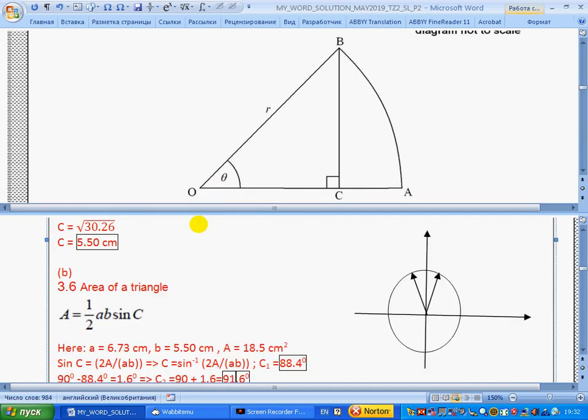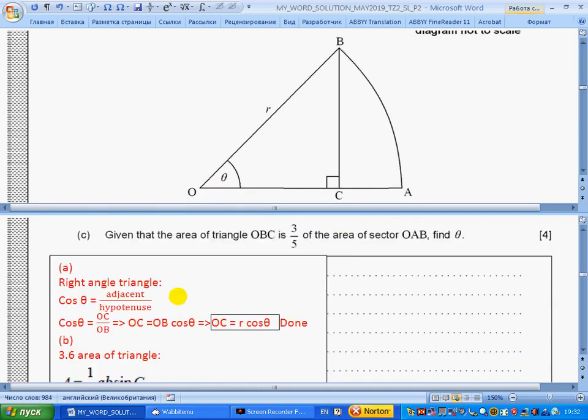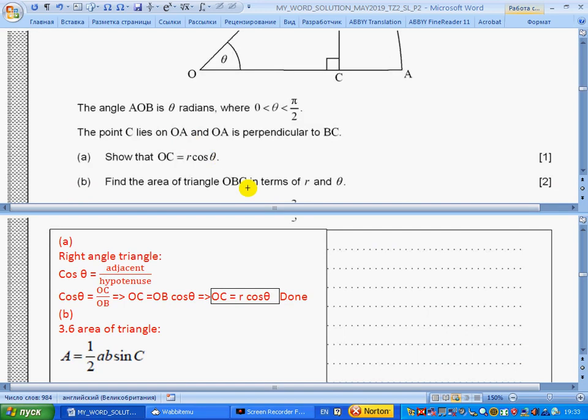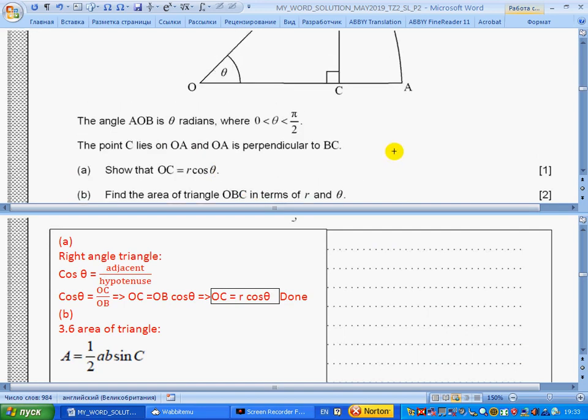So we have a right angle triangle, and for this triangle we can use a trig function. For example, for side OC, the adjacent side, we use cosine. Cosine theta will be adjacent side over hypotenuse. Hypotenuse is r. So cosine theta is OC over OB. OC equals OB cosine theta, and OB is r. So we are getting what they ask: OC equals r cosine theta. Find the area of triangle OBC in terms of r and theta.